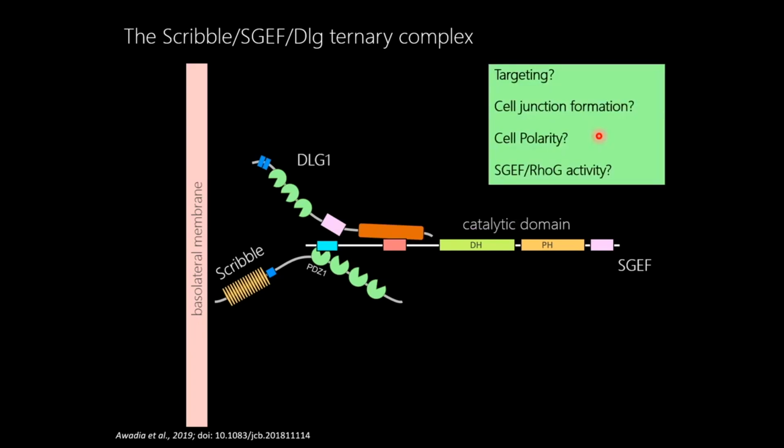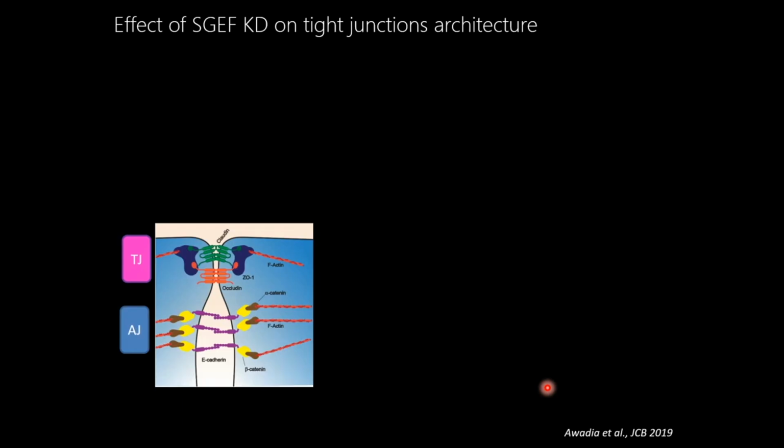Why is this important? Our idea is that GEFs need to be localized at the right place and at the right time. So we predicted that this complex is going to bring SGEF maybe to the basolateral membrane, where it may play a role during either cell junction formation, the establishment of polarity, or maybe also the activation of RhoG and the activity of RhoG downstream regulating some processes that we still don't know. So we went on to try to study this, and we did it.